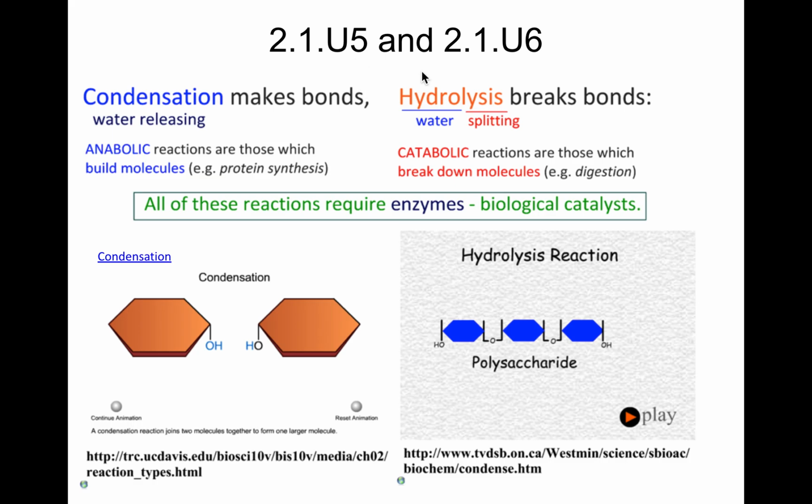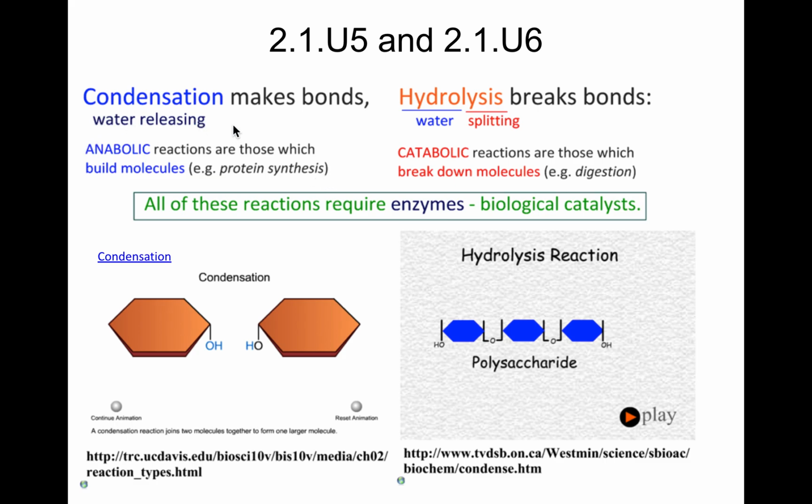All right, so there are two different understandings here. One is about anabolism, and one is about catabolism. So let's first look at anabolism. Anabolic reactions are those which build molecules. So for example, protein synthesis, where we're taking the amino acids and building them into a protein.